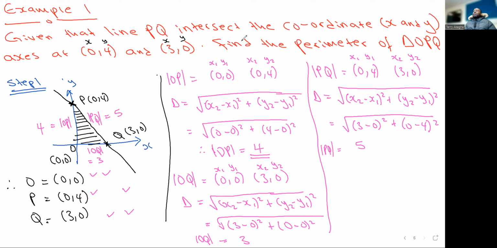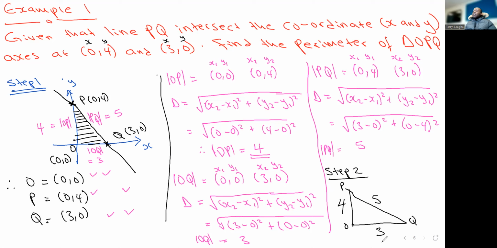So then, with this now, we can go to step 2. I can draw this triangle again to make it clearer. OP, this is 4. PQ, this is 5. So this is OPQ. And OQ is 3. Can you see? We've seen the distance for all three of them.